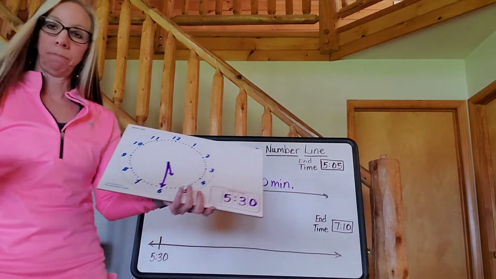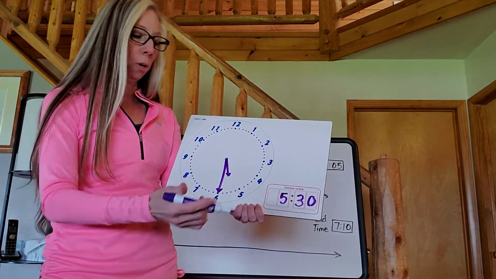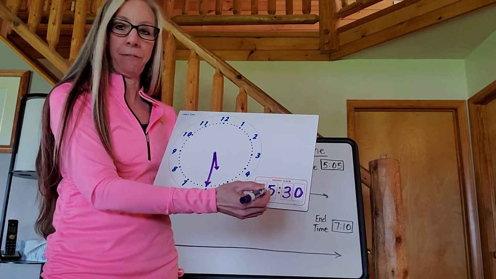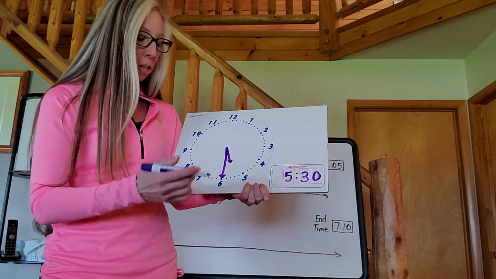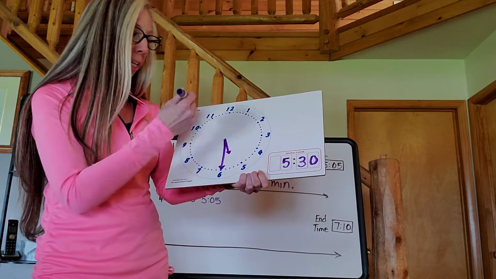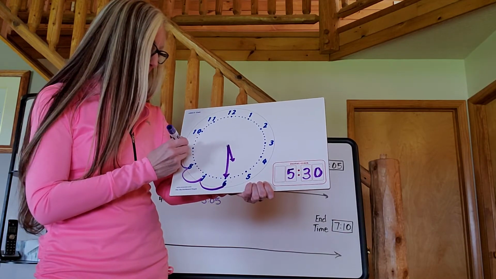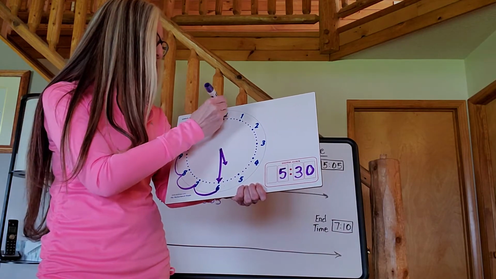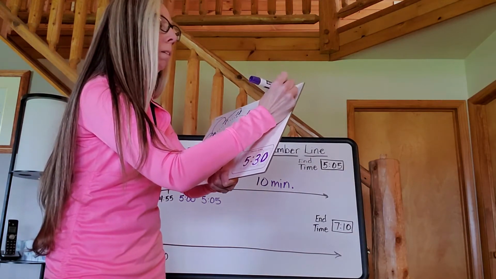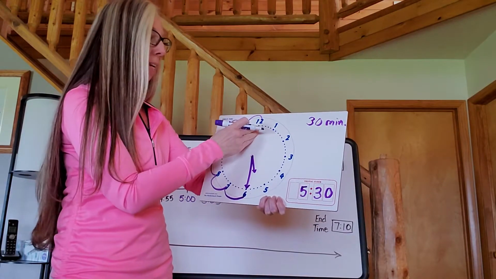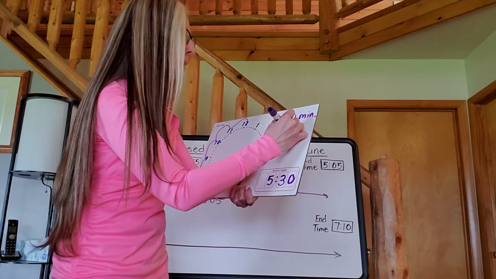So what is our very first step? We want to get to the next hour. That's correct. So 5 is the hour. Add 1 to 5. 5 plus 1 is 6. So we want to get to 6 o'clock. Let's count by 5s from 5:30 until we get to 6 o'clock. 5, 10, 15, 20, 25, 30. So 30 minutes put us at the next hour, and 5 plus 1 was what? 6. So now we are at 6 o'clock.